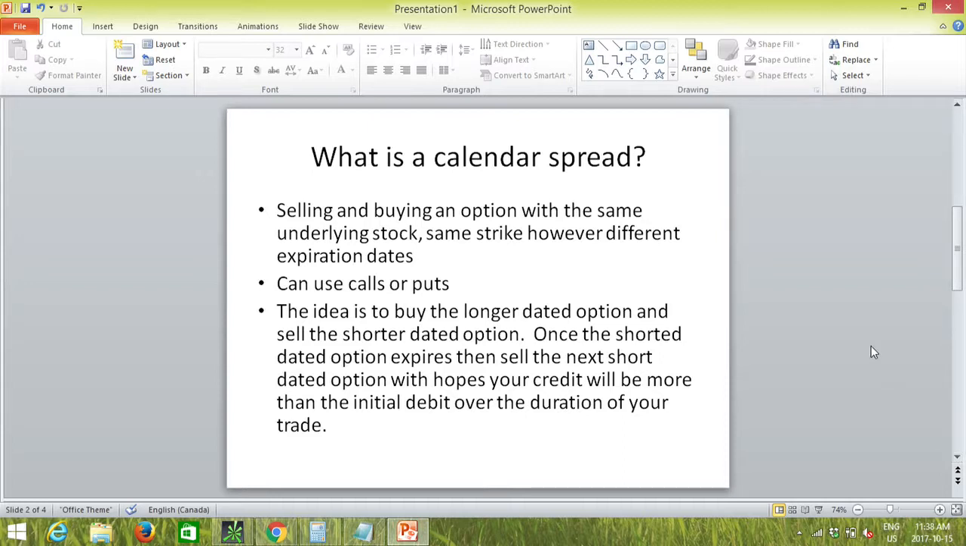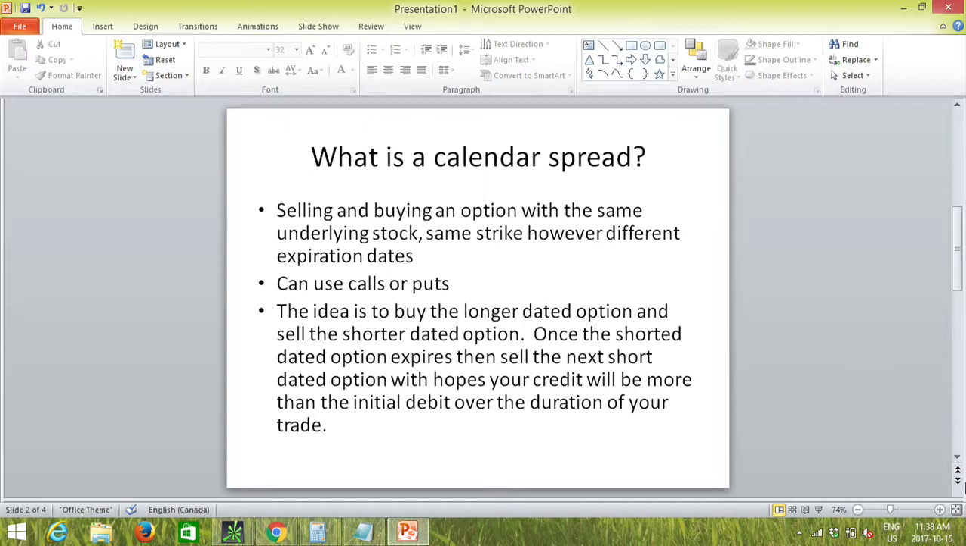So you're selling and buying an option, obviously with the same underlying stock, same strike, however different expiration dates. So you can use calls or puts in this strategy. You're buying the longer dated option, selling the shorter dated option. The idea is you're hoping to collect more credit over the span of the trade, and hoping that your credit is more than what your debit is, over the duration of the trade.